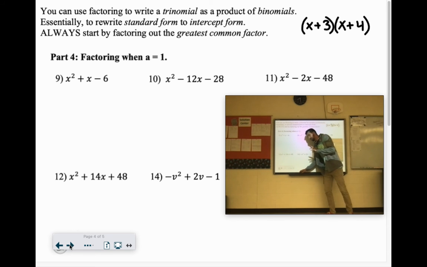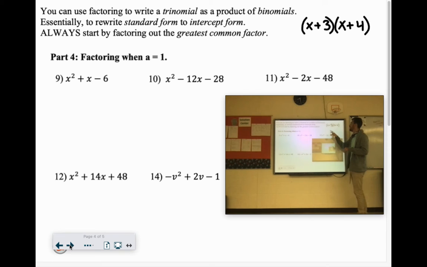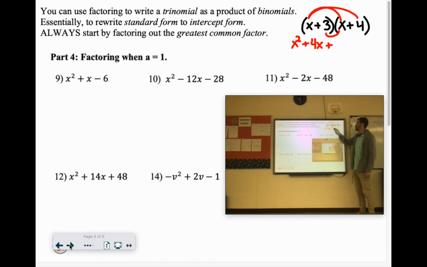Now, you might remember the old FOIL back in the day: first, outer, inner, last. Let me just show you on this one kind of how this works out. If we multiply the first terms, we get x squared. Outermost terms would give us 4x. Innermost terms are 3x. And the last terms would give us 12. So if we combine our x's in the middle, we'd have x squared plus 7x plus 12.